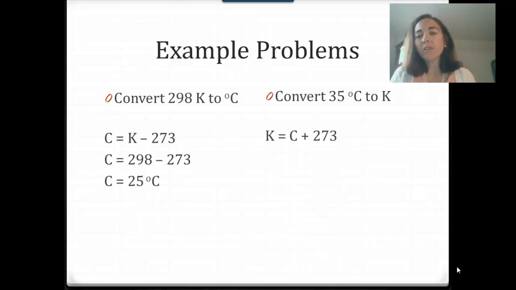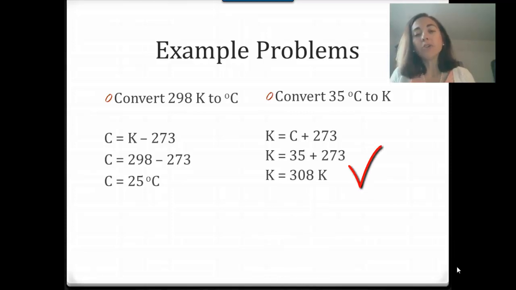Now for the second problem, we're going to convert 35 degrees Celsius to kelvins. This formula is going to be K equals C plus 273. We're given the Celsius, so we're going to plug that in for C, simple substitution again. And to solve for K, all you have to do is add 35 plus 273, and that gives you a final temperature of 308 Kelvin.